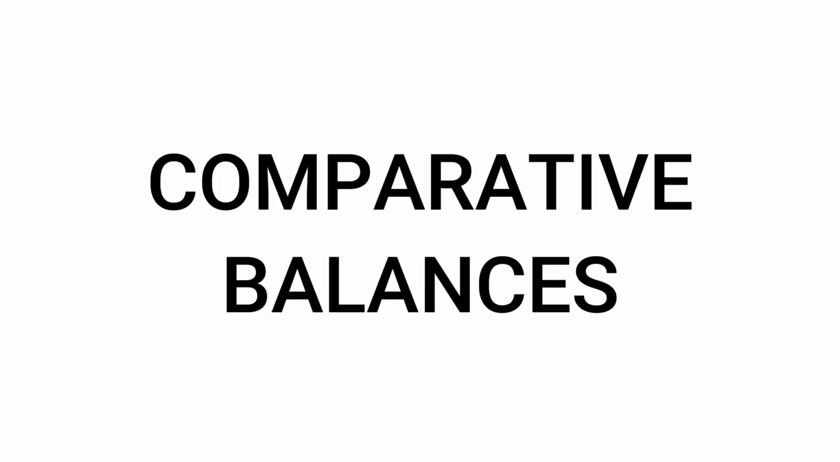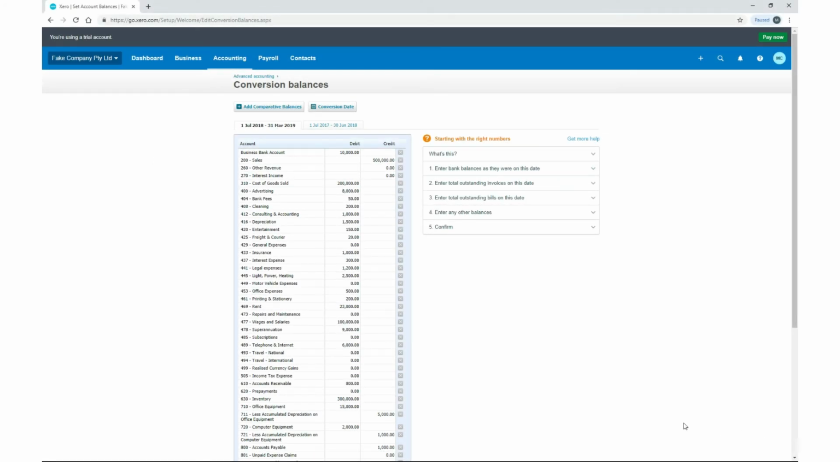Now that we've finished putting in our conversion balances, there's one more thing that we can do, which is to add the comparative balances. So this is not compulsory. You don't have to do this if you don't want to. But what you can do is put in some balances for these accounts for the year before you start using Xero, so that you can compare the numbers when you do your reporting.